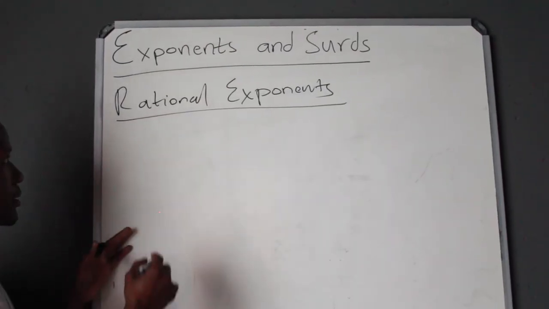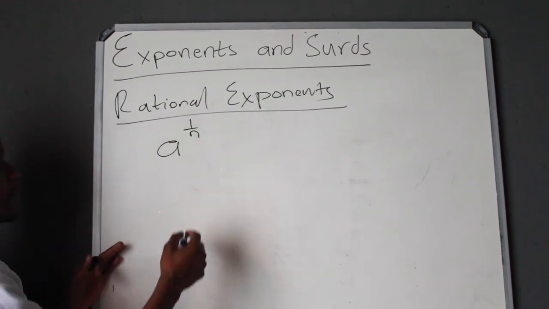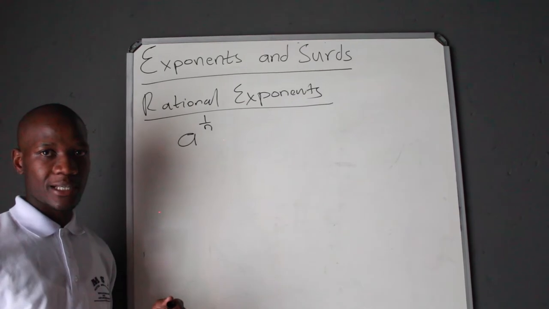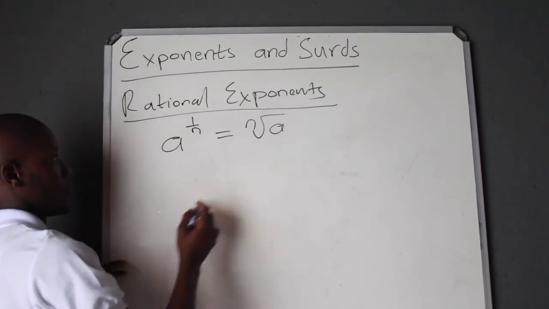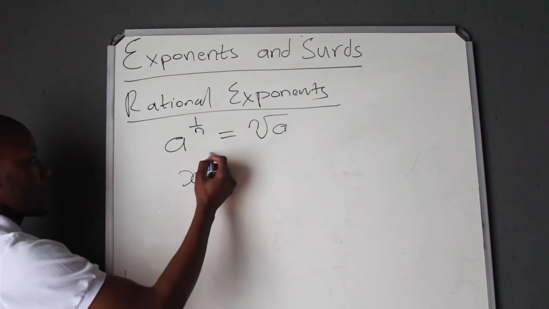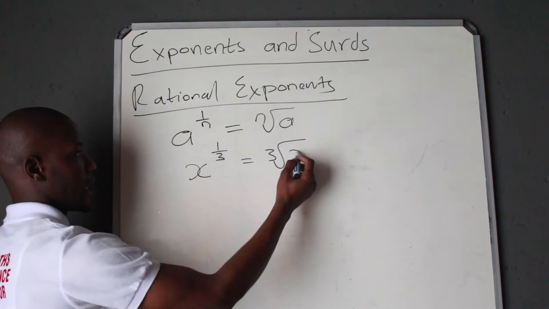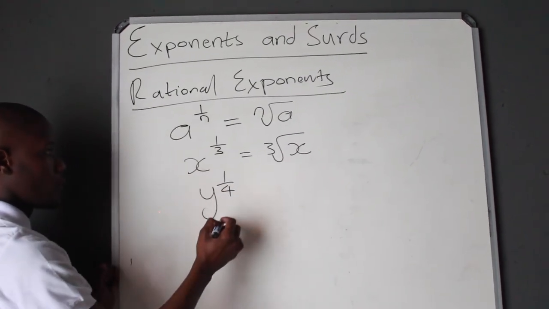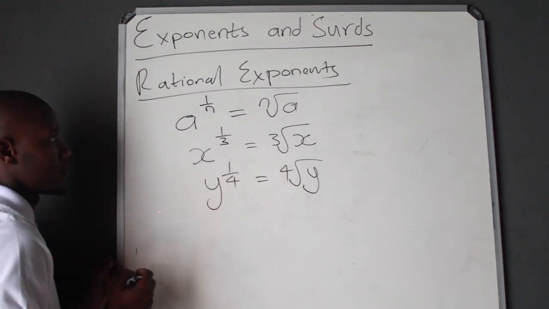Rational exponents. a to the power 1 over n. The exponent is a fraction because a rational number is a number that can be written as a fraction. It's going to be the nth root of a. So x to the power 1 over 3 is going to be the cube root of x. y to the power 1 over 4 is going to be the fourth root of y.